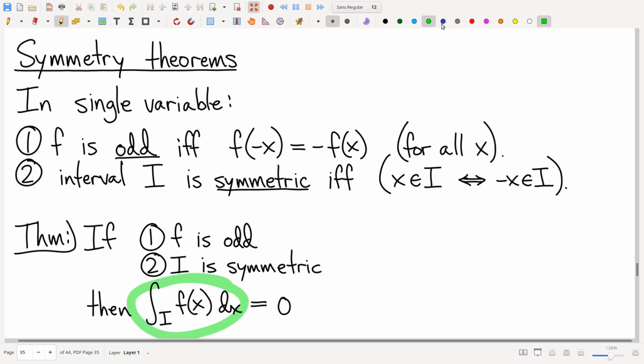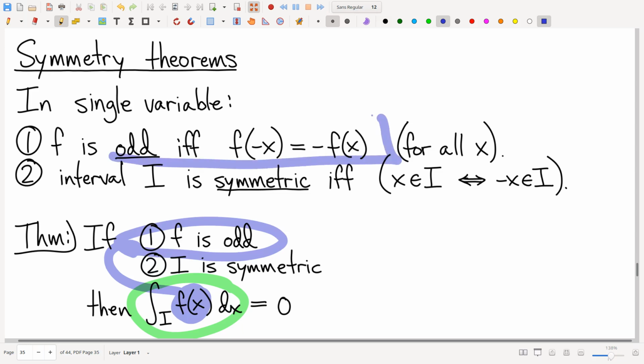Two things. If the integrand is odd, now this is what odd means. Odd means that the value of the function turns negative when you negate the input. Or said differently, if you reflect it over the origin, then the value of the function becomes the negative of what it had been. Then, and furthermore, if the domain is symmetric.